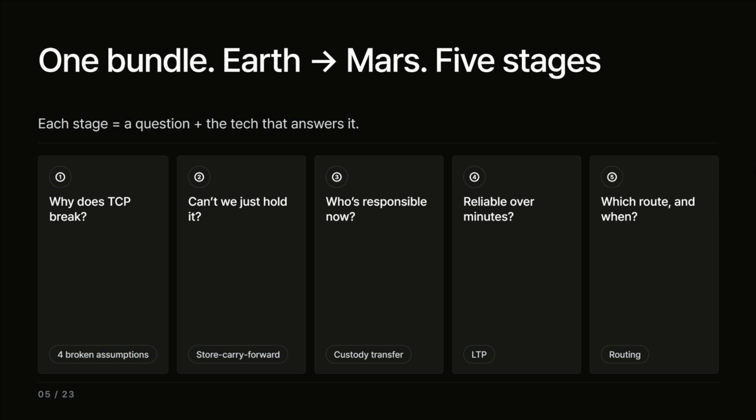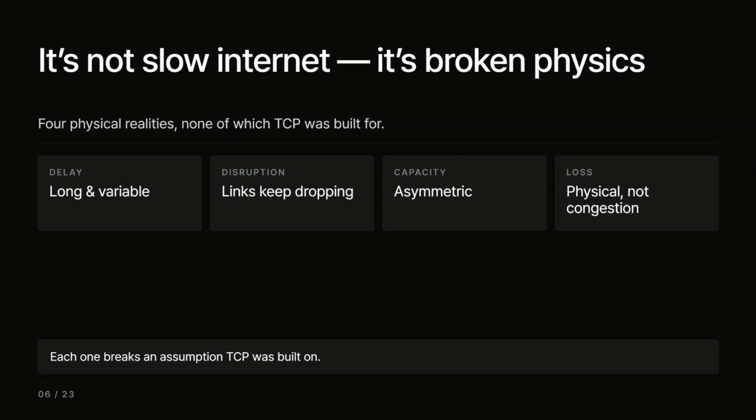So we're going to start with the first question. Why does TCP fail in an environment like this? Space is not simply a slower version of the internet. It violates many assumptions that TCP depends on. There are 4 major challenges. First, delays are extremely long and highly variable. A round trip between Earth and Mars can range from about 6 to 40 minutes. It's very long. Second, communication links are frequently disrupted.